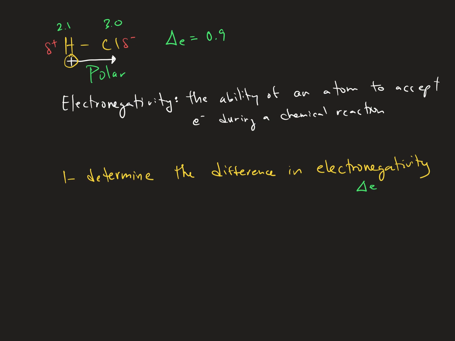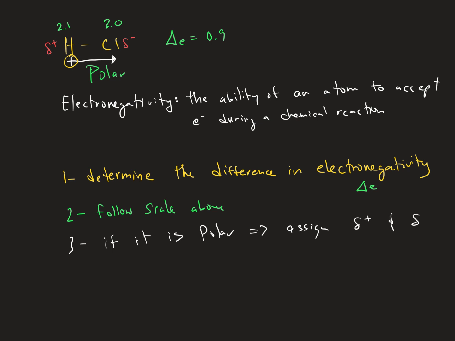So step one is determine the difference in electronegativity. Step two is look at that scale, right? Follow the scale above to determine if it's polar or nonpolar. And then step three is, if it is polar, then assign partial positive and partial negative.